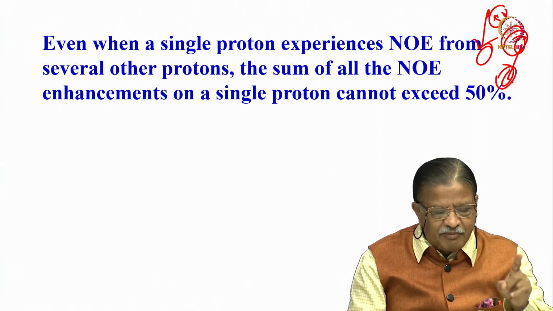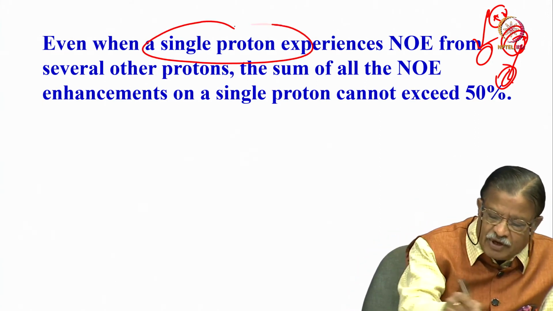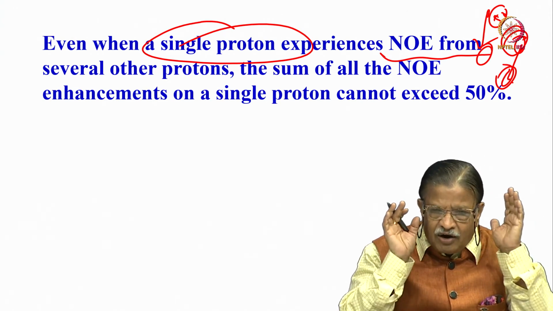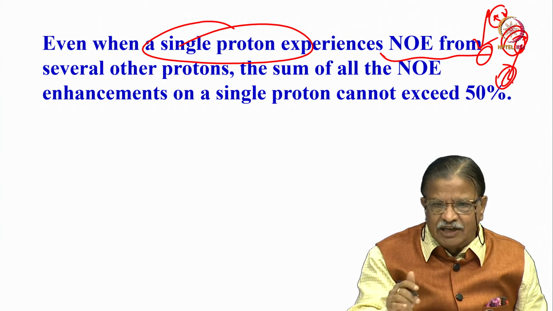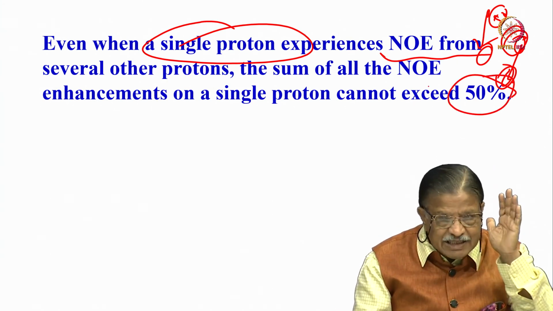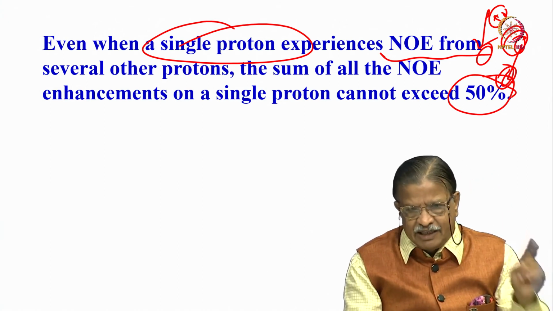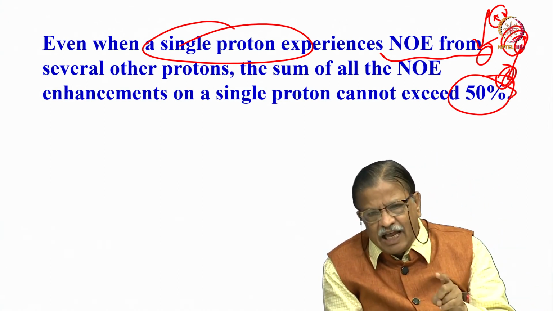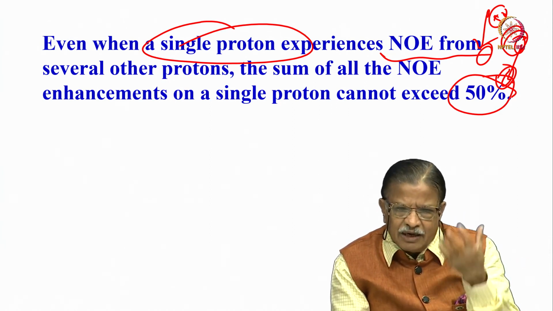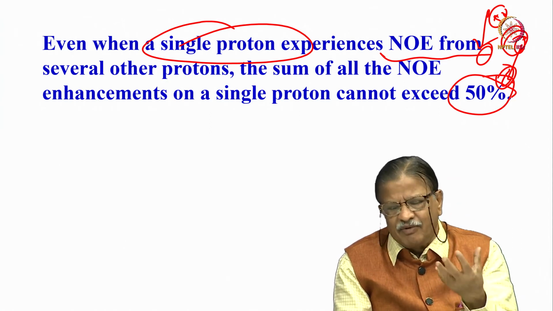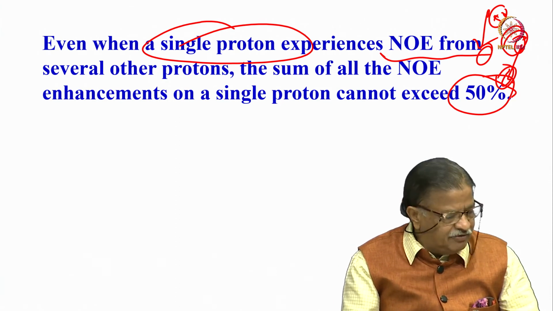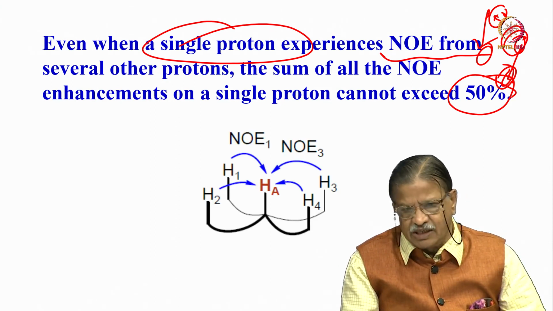No. Please remember, even when a single proton experiences NOE from several other protons, the sum of all the NOE enhancements together for a single proton cannot exceed 50%. That is the maximum enhancement you can get. Whether the proton gets NOE from one proton, or a 2 spin effect, 3 spin effect, no problem. The total NOE from all the other protons can never exceed 50%.